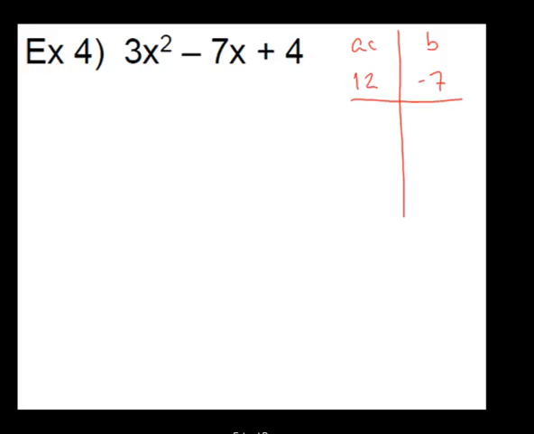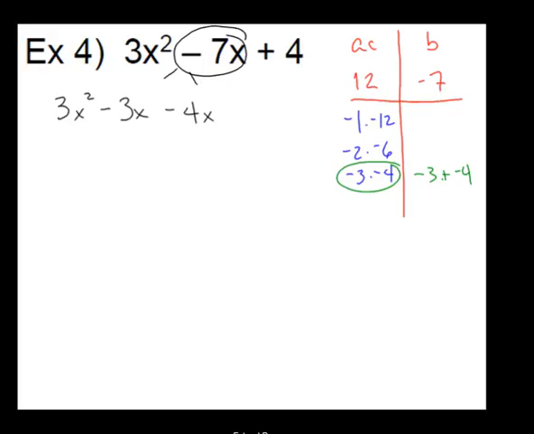So again, I'm only going to consider my negative factors. So I got a negative 1 times a negative 12, a negative 2 times a negative 6, and negative 3 times a negative 4. Oh, look, winner chicken dinner. We got it right there: negative 3 plus a negative 4. So I'm going to come over here and rewrite this problem as 3x squared minus 3x minus 4x. Remember, we're separating this out into 2 separate pieces. And then my plus 4 comes down for the ride.